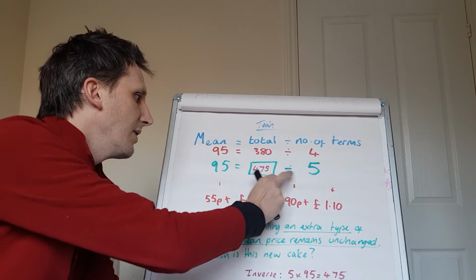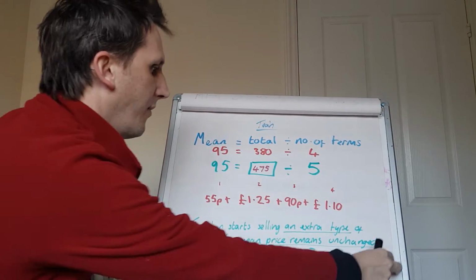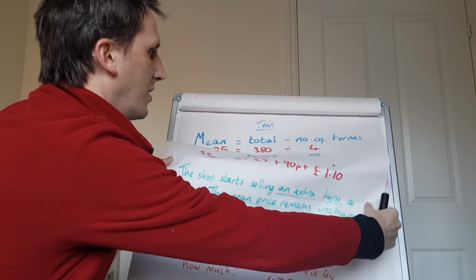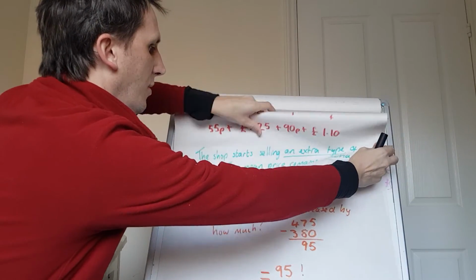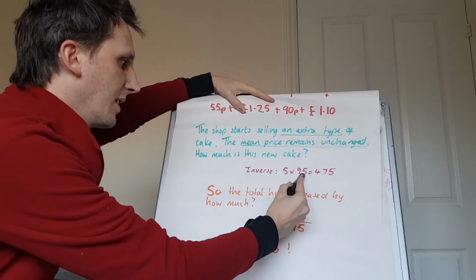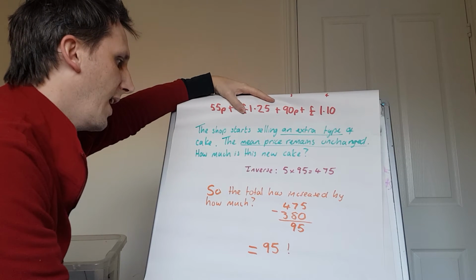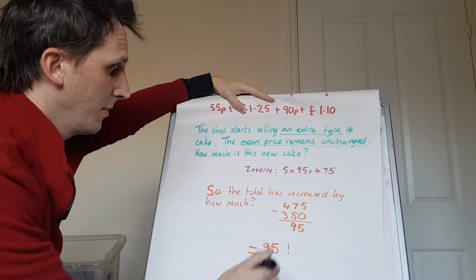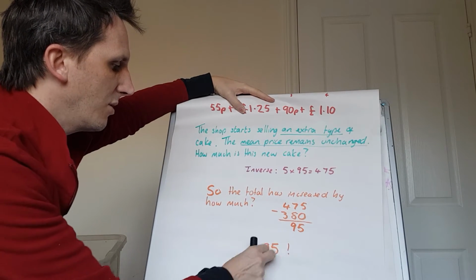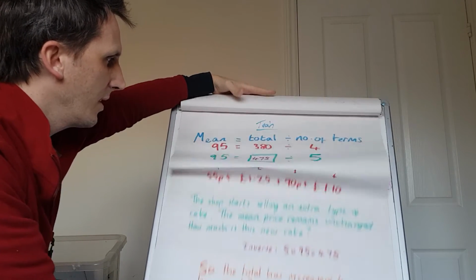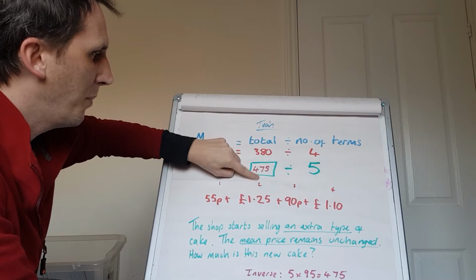So it's something divided by 5 equals 95. And if you're not sure what to do, we could do that using inverse. 5 times 95 is 475. So how much has the total increased by? So again, we find the difference between those two numbers, and it was 95. So we can see it's gone up by 95.